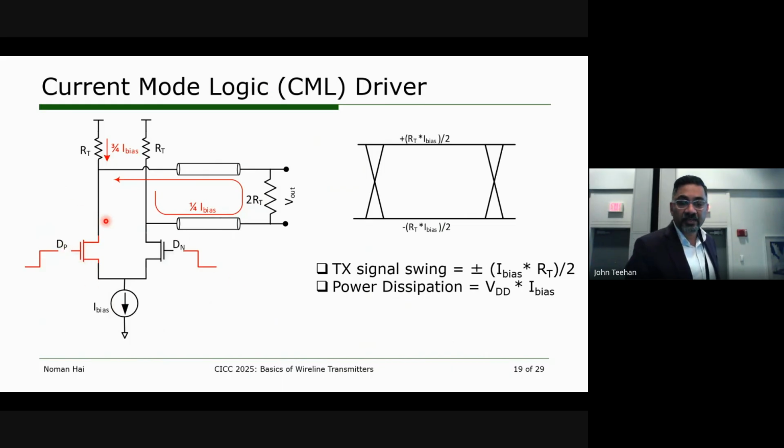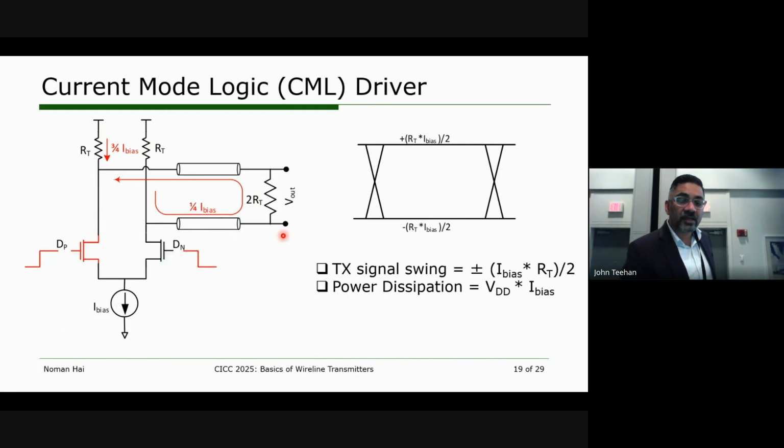What will happen is that since this transistor, or this NMOS, is on, the current will flow from this RT, or the termination resistance, go down, and one of the currents will flow from the other RT, goes to this one. But this path has 3 RT in its path here. So one-fourth of the current will flow through this path, 3/4 of the current through this path, because this current is kind of a constant I bias.